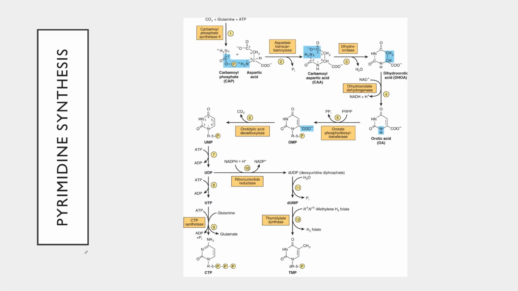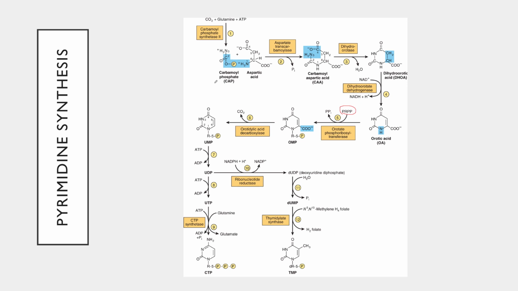So if we look here at pyrimidine synthesis, we'll first notice that in contrast to purine synthesis, the pyrimidine base structures are synthesized before the addition of the ribose sugar. You can see that it's several steps into the synthesis before we add our activated 5-carbon sugar, PRPP.